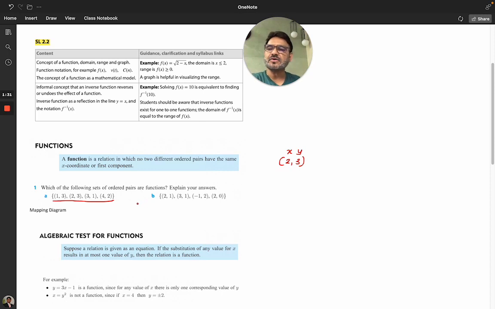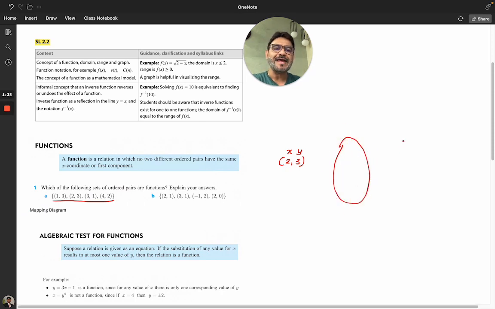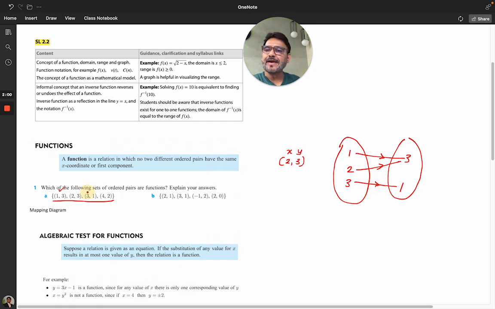To decide whether it's a function or not, you can visualize this with the help of what we call a mapping diagram. So you have 1 which is mapped on 3. So this is an ordered pair. I am taking the first ordered pair (1, 3). 2 is mapped on 3. 3 is mapped on 1. So this is your x and this is your y. Therefore it's called an ordered pair. 4 is mapped on 2.